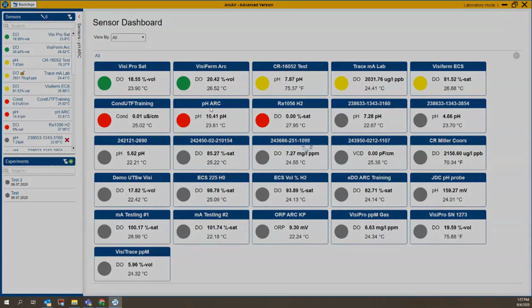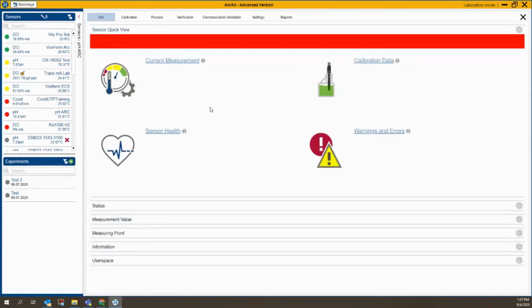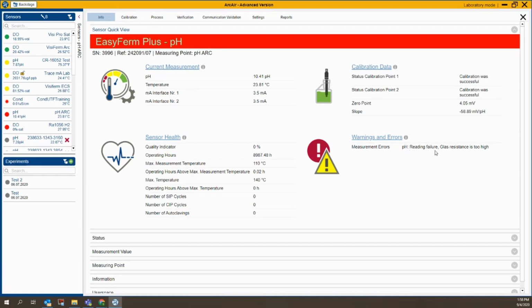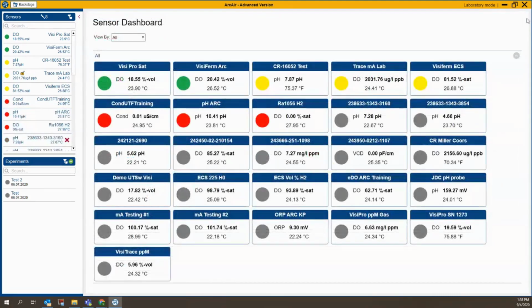Here's a pH sensor. We'll click into that. And this pH sensor has an error message that says pH reading failure. Glass resistance is too high. So this occurs when I leave the sensor out in air. And in air, I cannot make a good connection between the diaphragm and the membrane glass. And so it'll give me this resistance measurement is too high. And if I take the sensor and clean it off, put it back into a liquid, hopefully this error message goes away.